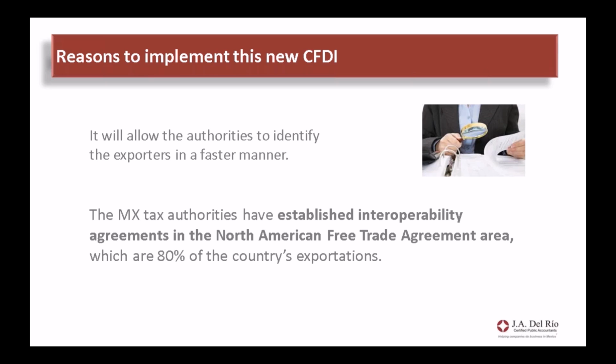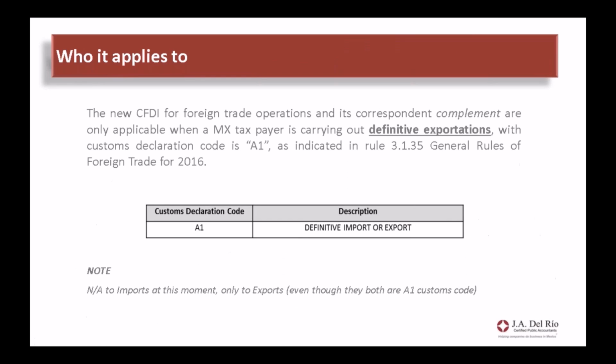So this new electronic invoice, who will it be applicable to? Well, the new CFDI for foreign trade operation and its corresponding complement will only be applicable to those Mexican taxpayers carrying out, noting here, definitive exportations with Customs Declaration Code A1, according to the General Rules of Foreign Trade for 2016. It's important to mention that nowadays in Mexico, there are various regimes to make foreign trade operations.